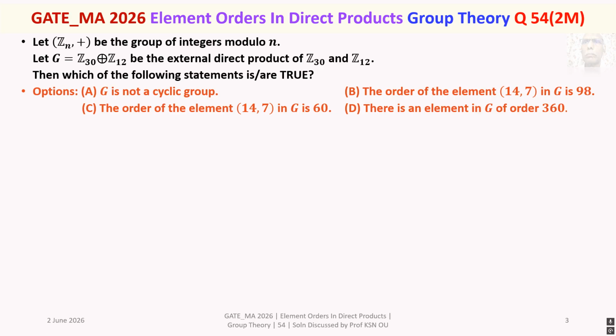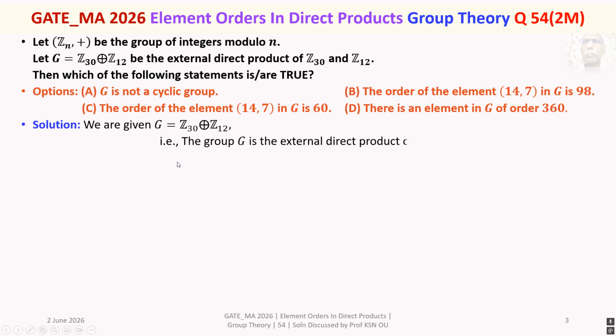Right. Let's now discuss the solution of the problem in detail. We are given G, the external direct product of Z30 and Z12, that is, G is Z30 plus circle Z12. Let's start with option A. G is not a cyclic group. Is it a cyclic group? If it is, then option A is false. If it is not a cyclic group, then option A is true.